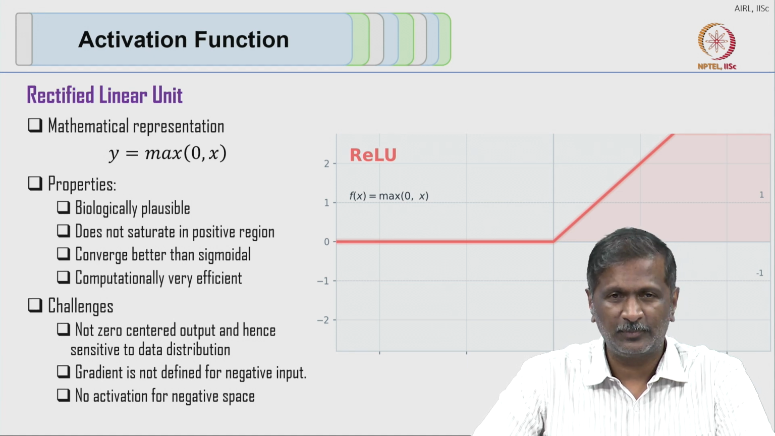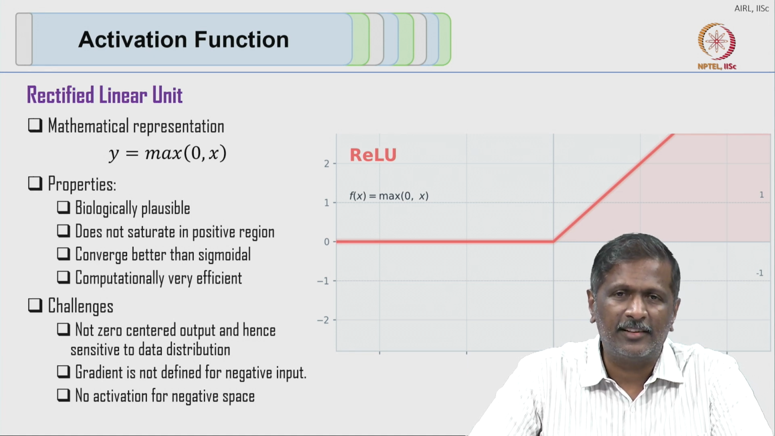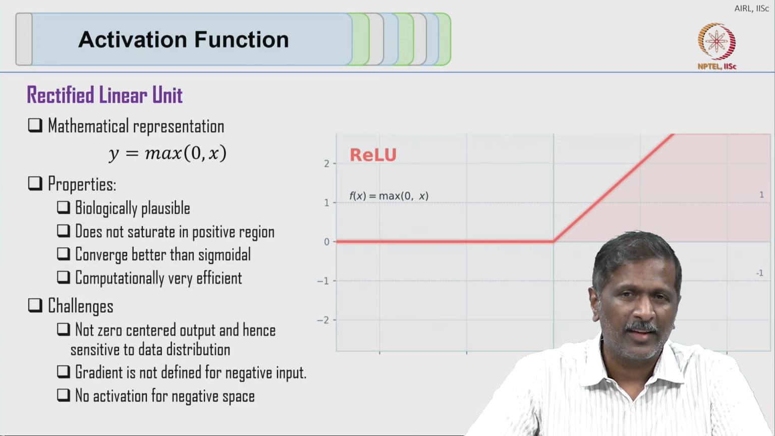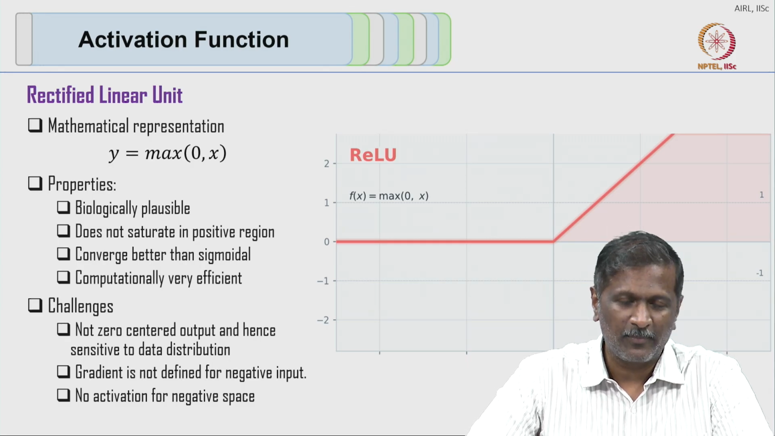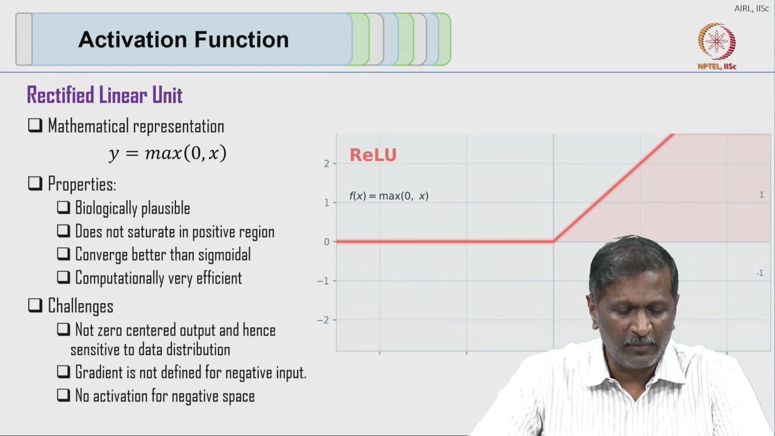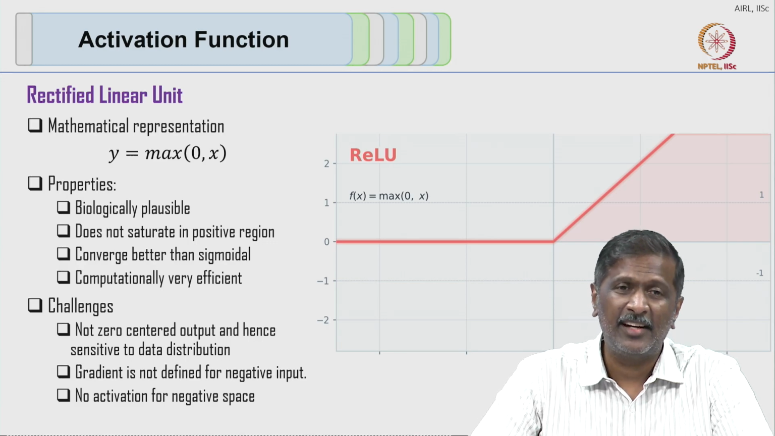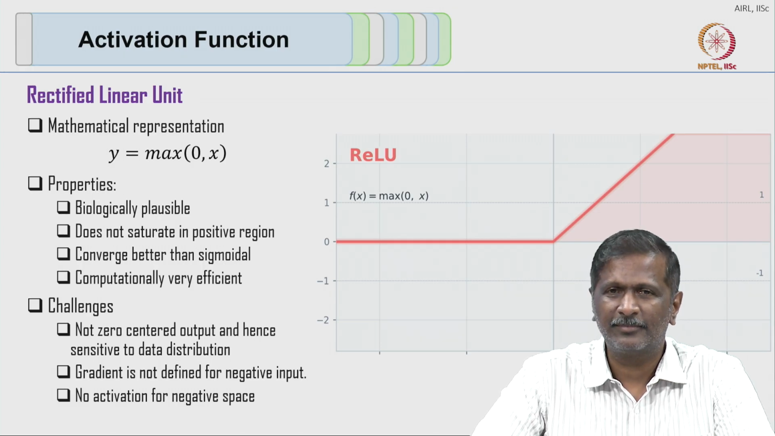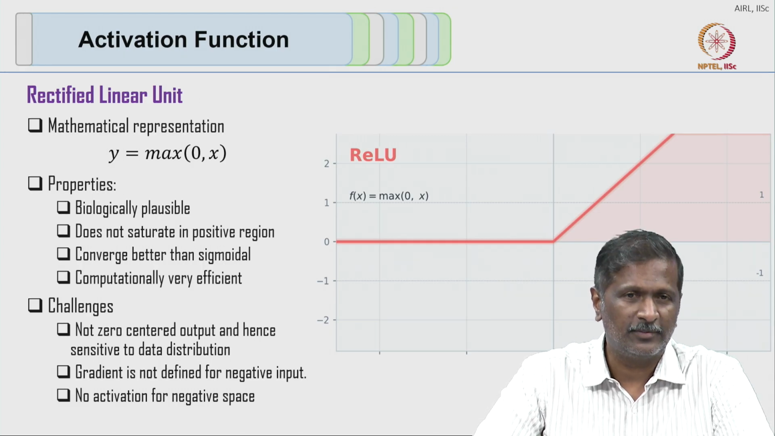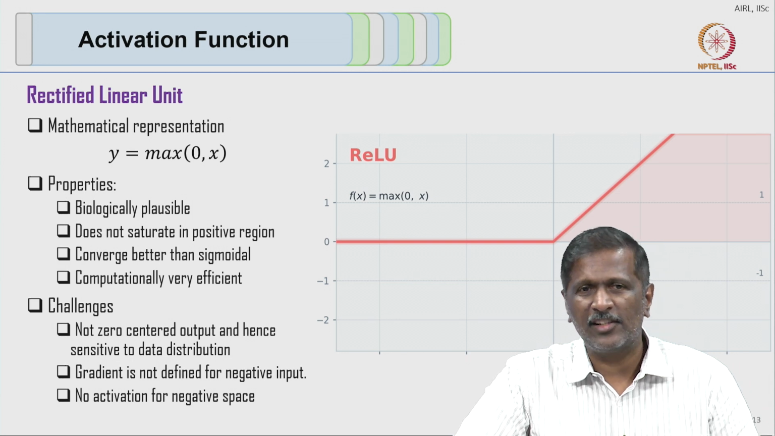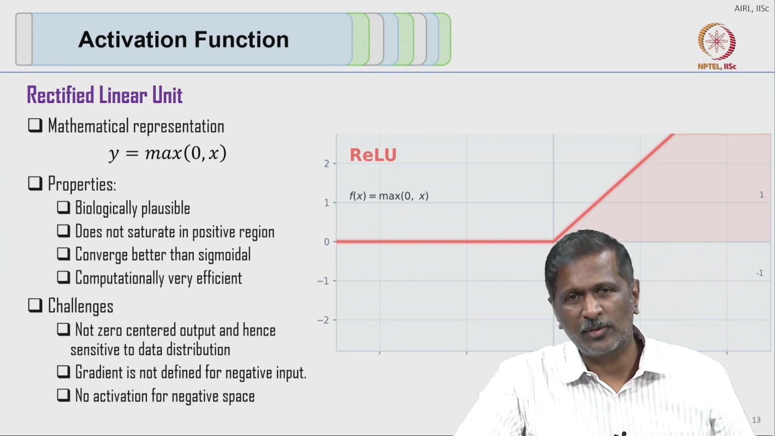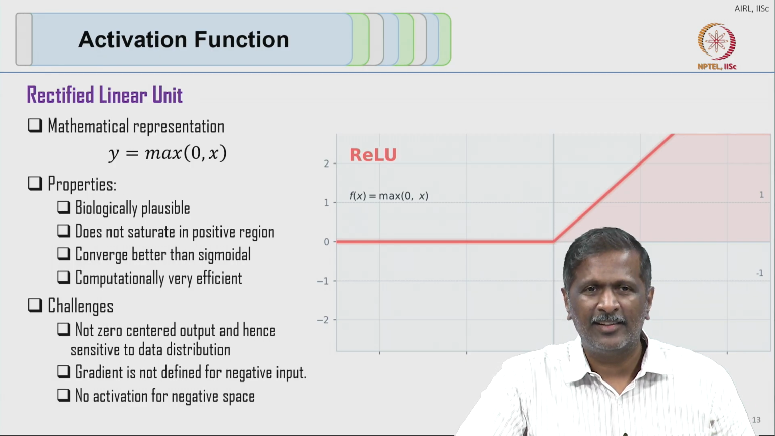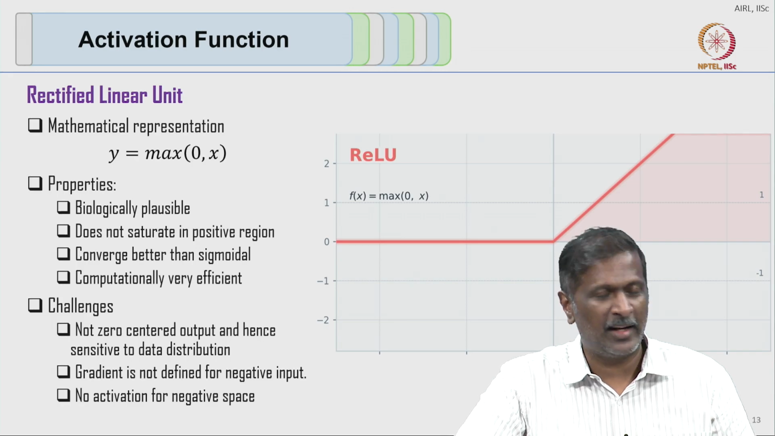What are the challenges here? It is not centered. If you look at the behavior, it is not centered, right? Remember, the input data need not be centered. It can be distributed, so that causes sensitivity to the data distribution. The gradient is not defined for a negative input, right? Anything less than 0 is 0. There is no activation in the negative space. If it's -1 it is 0, -10 also 0, -100 also 0, right? It doesn't have any variation in the negative space.